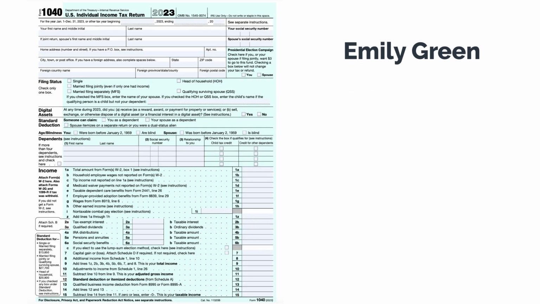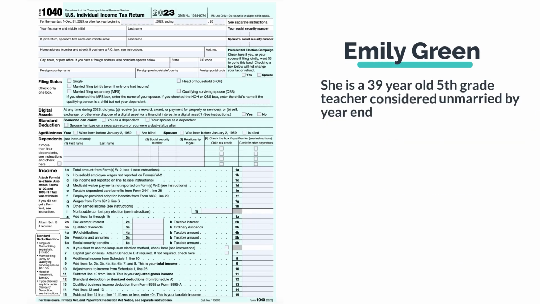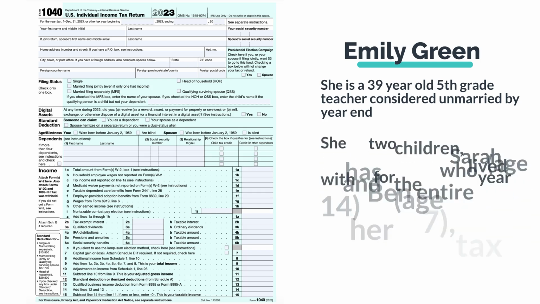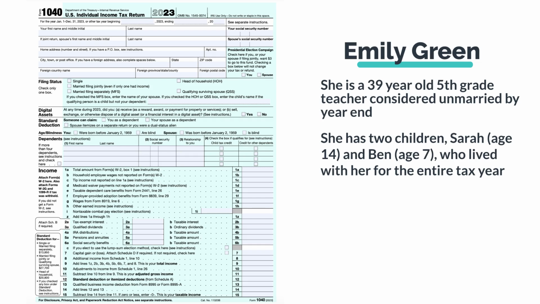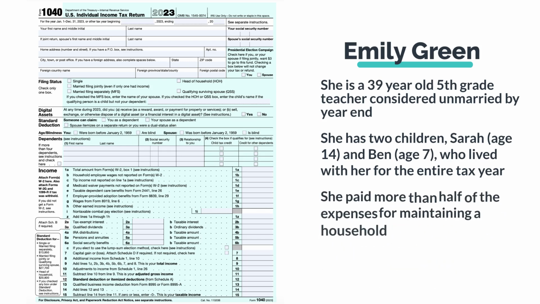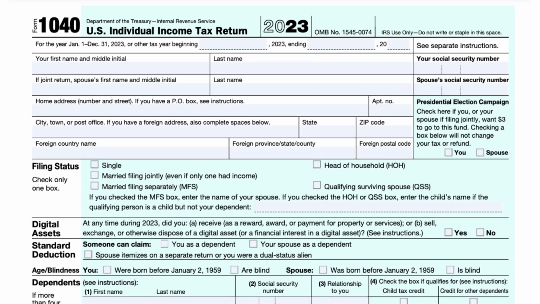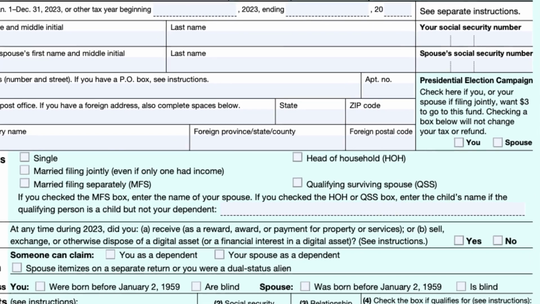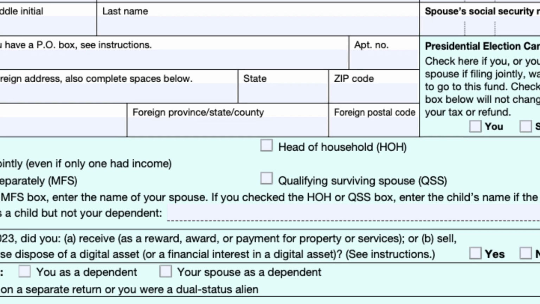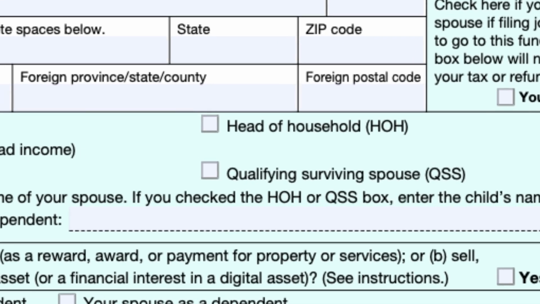She is a 39-year-old 5th grade teacher who was considered unmarried by year end. She has 2 children who lived with her for the entire tax year and paid more than half of the expenses for maintaining a household. Based on this information here, take a moment to think about which filing status to use for Emily. If you thought that we should use head of household, you are correct. So we're going to check off that filing status and continue along.